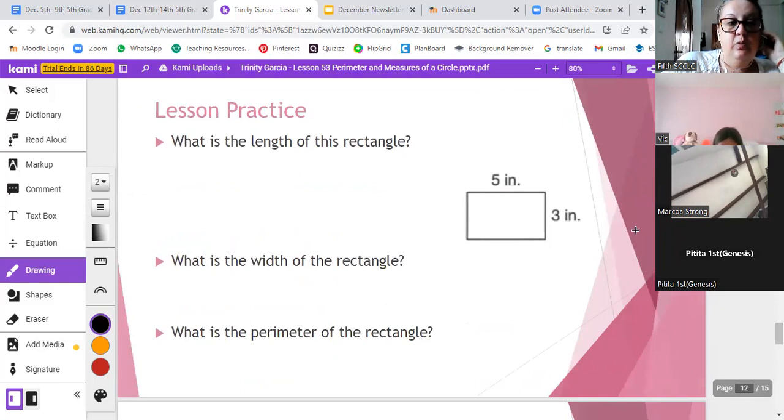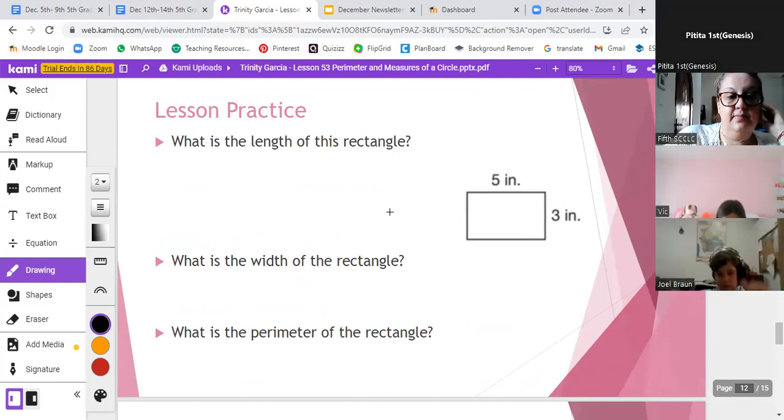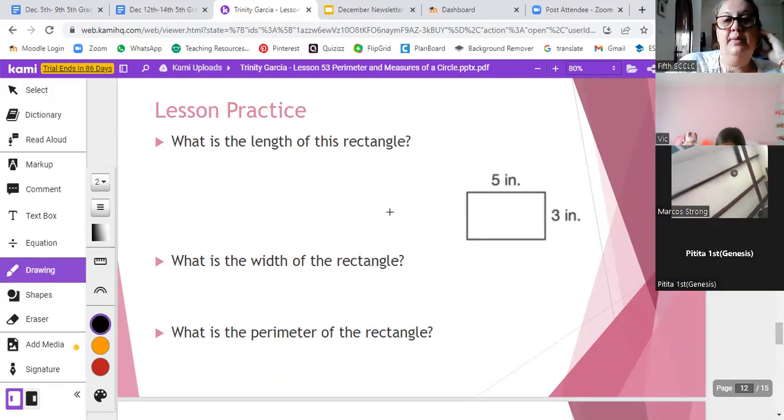All right. What is the length of this rectangle? Genesis. It is 20. Just the length. Oh, the length. Somebody else, what is my length? 5. Good. The longest part is your length. So my length is 5. What is my width?